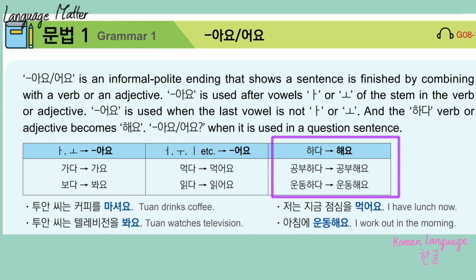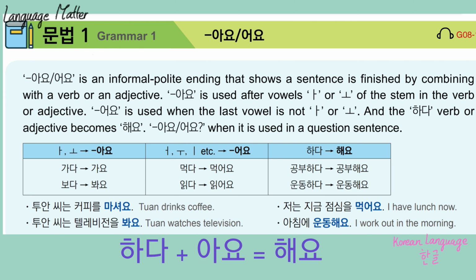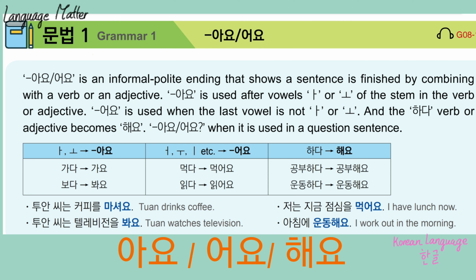In the case of 하다, a very special verb meaning make or do in English, there's a special rule. 하다 plus 아요 makes 해요. This is a verb you're going to hear a lot in speaking Korean. Let's review. 아요, 어요, and the special form with 하다, 해요. Say it 3 times fast. 아요, 어요, 해요. 아요, 어요, 해요. 아요, 어요, 해요. Got that?